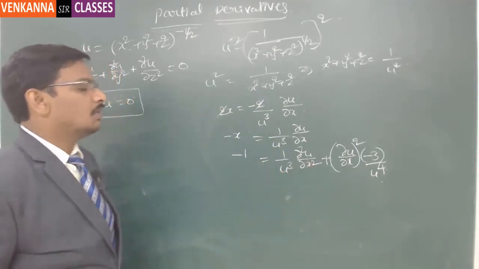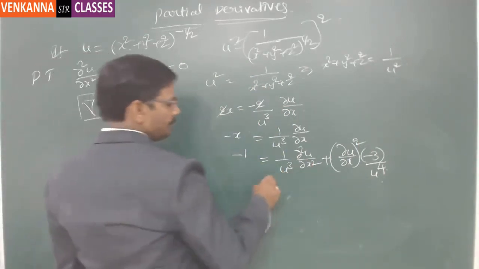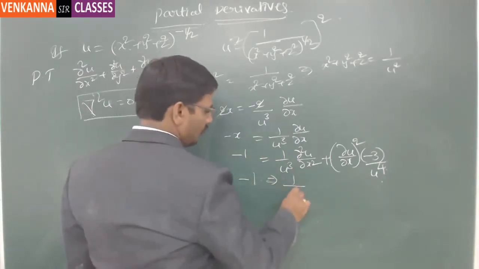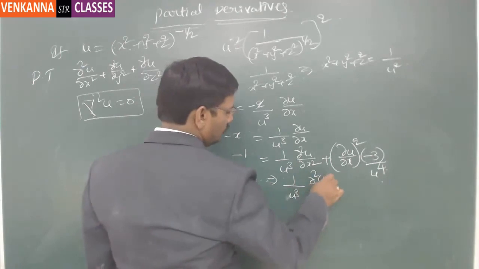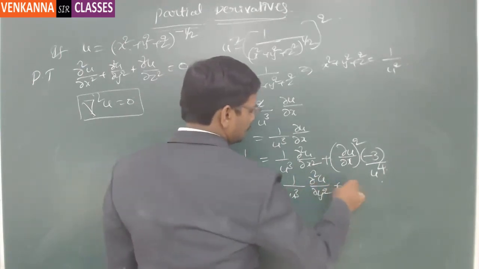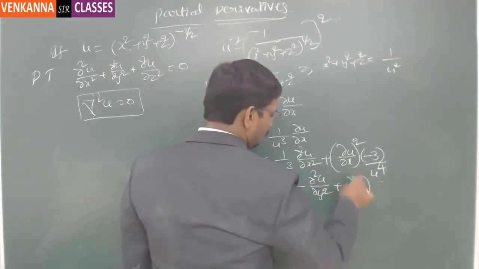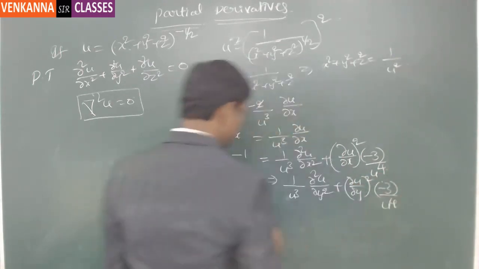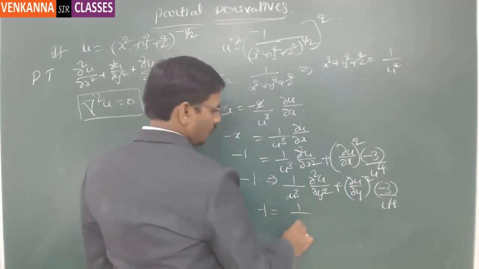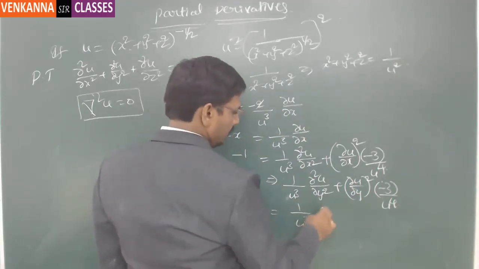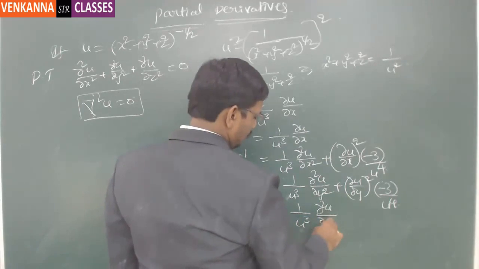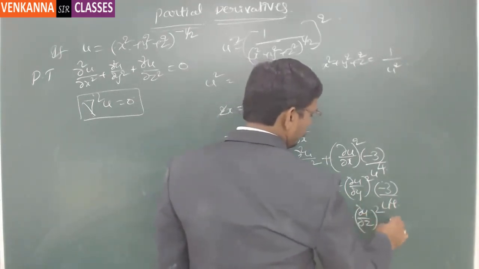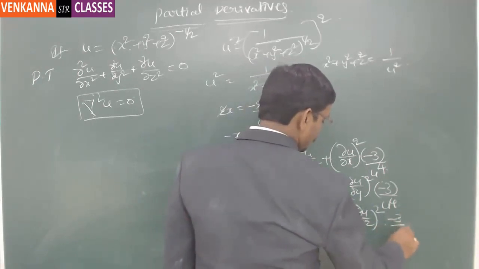This is the process we can do. Now here, in exactly the similar manner, minus 1 is equal to 1 by u cube into dou square u by dou y square plus dou u by dou y whole square into minus 3 by u power 4. Similarly, minus 1 is equal to 1 by u cube dou square u by dou z square plus dou u by dou z whole square into minus 3 by u power 4.